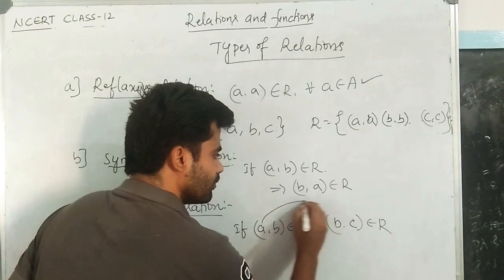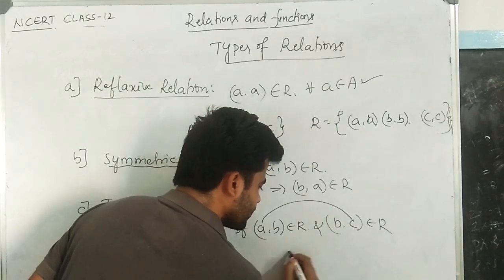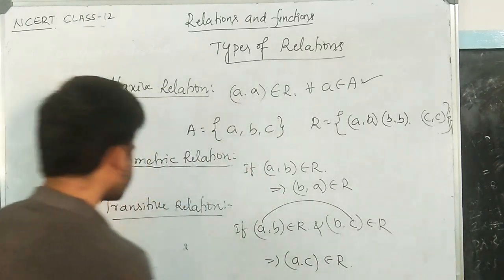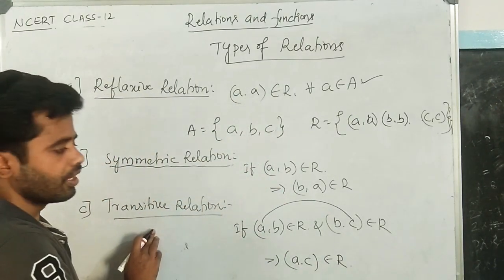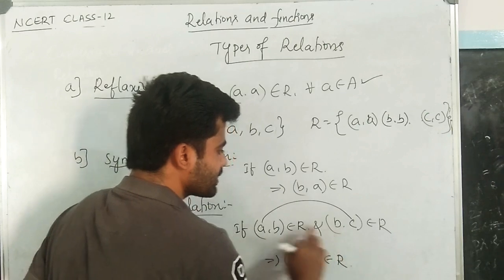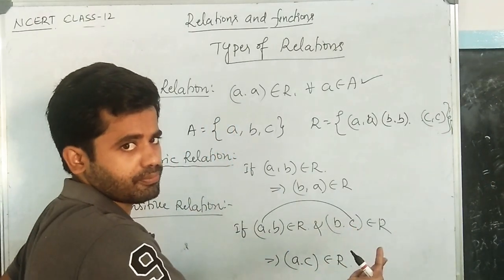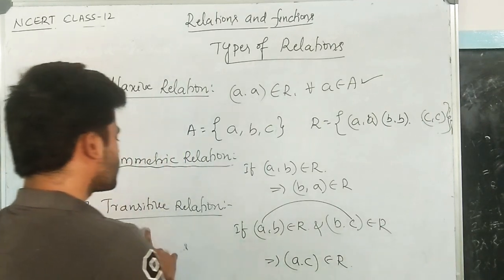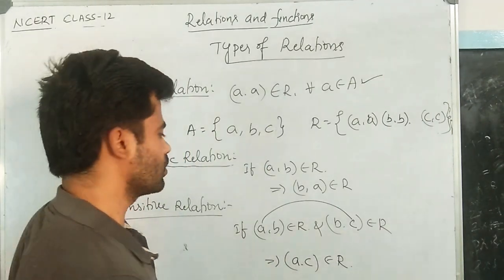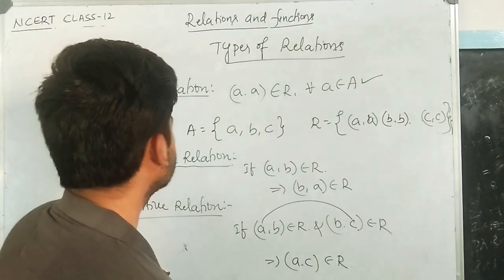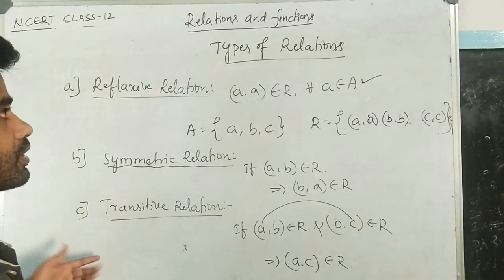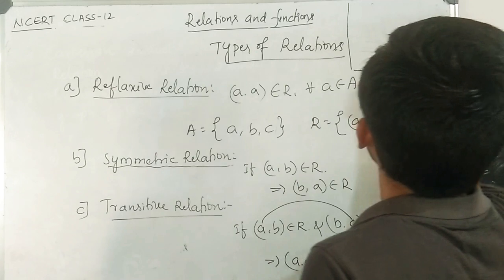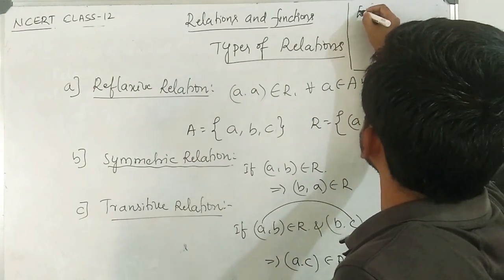Now I selected these two ordered pairs in the relation. Then if (a, c) is in R, then it is transitive. It acts as a transfer. If (a, c) is in R, that is nothing but a transitive relation. Okay, these are the three relations. One more relation is there, that is the equivalence relation.